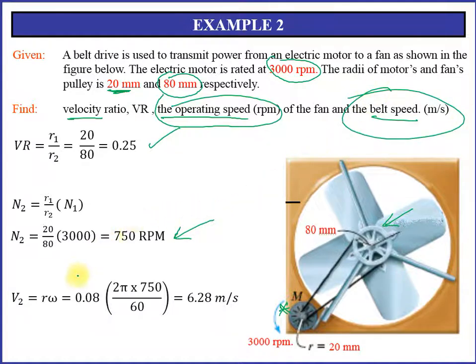And then the belt speed. To find the belt speed, use back the equation V equal to R omega. So R is the radius of this fan, and if you see over here, this is the data, the input value of revolutions per minute of the pulley of the fan. Actually it's 750, so you get the answer 6.28 meter per second.